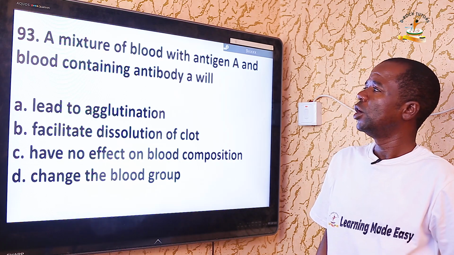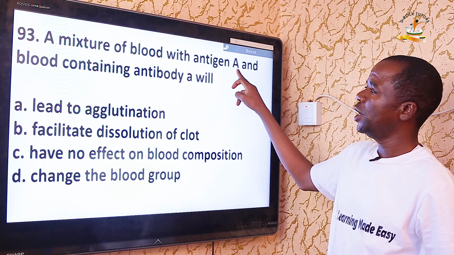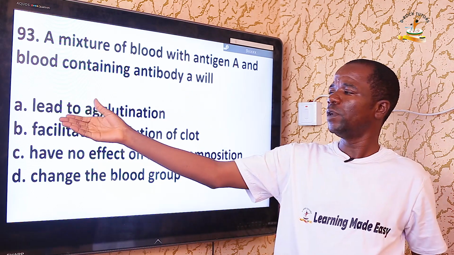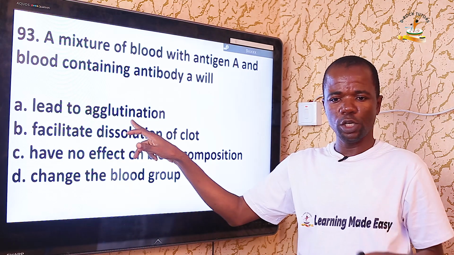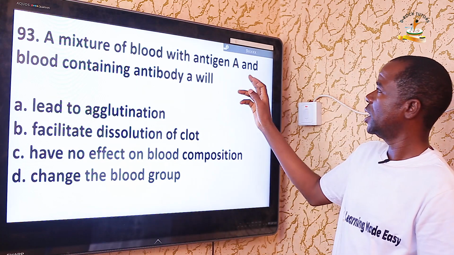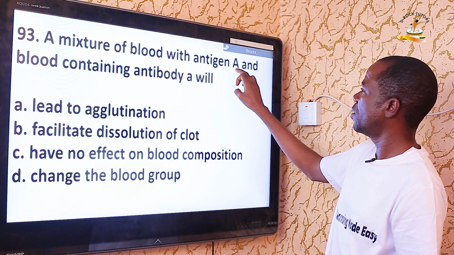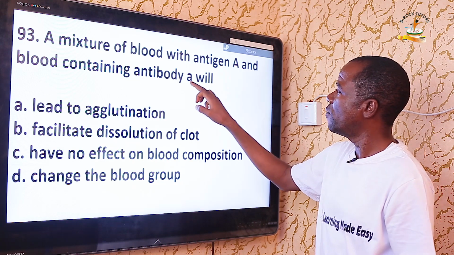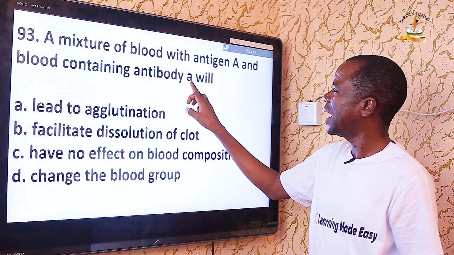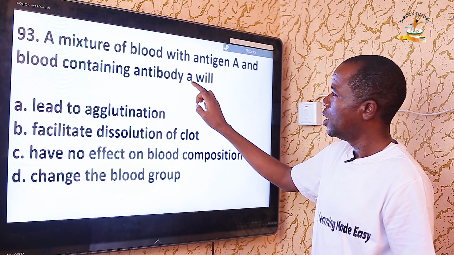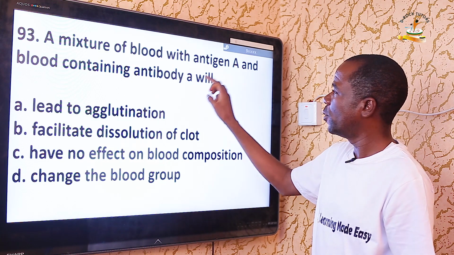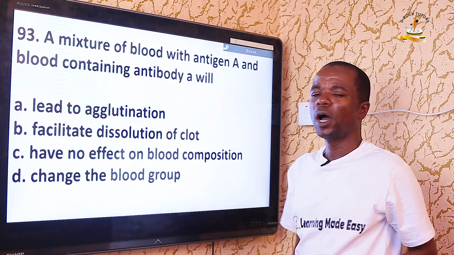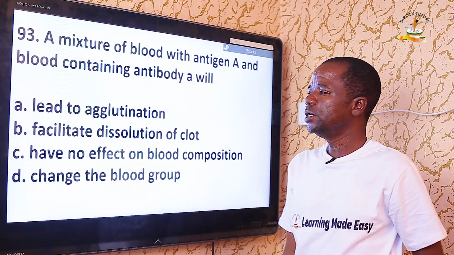Number 93. A mixture of blood with antigen A and blood containing antibody A will definitely lead to agglutination or clumping. Let's take a look at this. Antigen A, emphasis on A, and antibody A, emphasis on A here. Whenever similar antigen and antibody mix together, it leads to agglutination or clumping. So the correct answer is A.